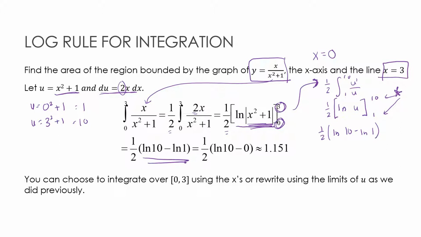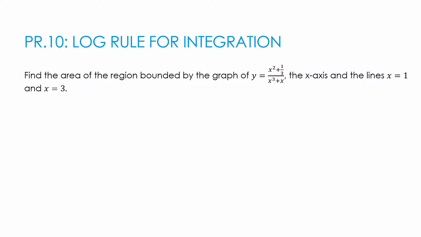And if you go ahead and plug the x value, whatever u is equal to, back in, then you don't have to change your limits of integration. So here's one for you to try on your own. We are trying to find the area of the region bound by the graph of y equals (x squared plus 1/3) divided by (x cubed plus x), and of course the limits of integration would go from 1 to 3. So press pause, try this question, then press play to see how you did.